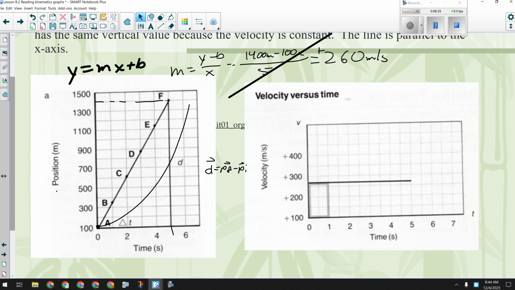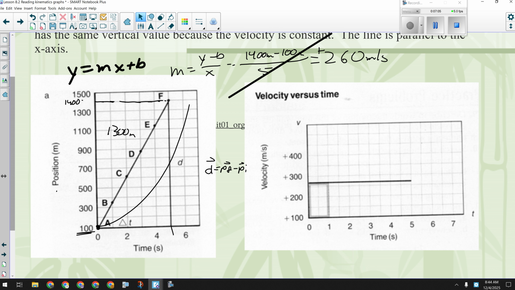Okay, so the final position was 1400. Okay, the initial position is 100. What's my displacement? 1400 minus 100 is 1300. Okay. Could I calculate the displacement off of this graph? Okay, I'm pretty sure there's a way.